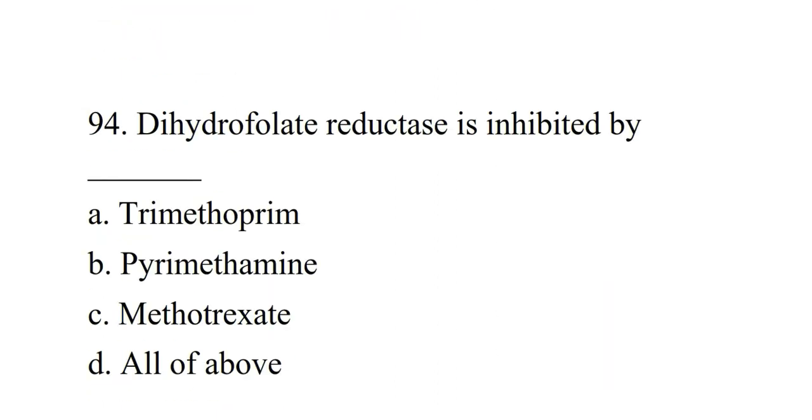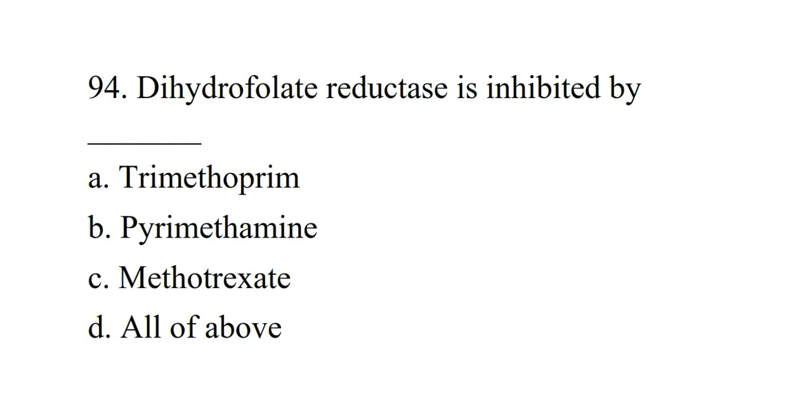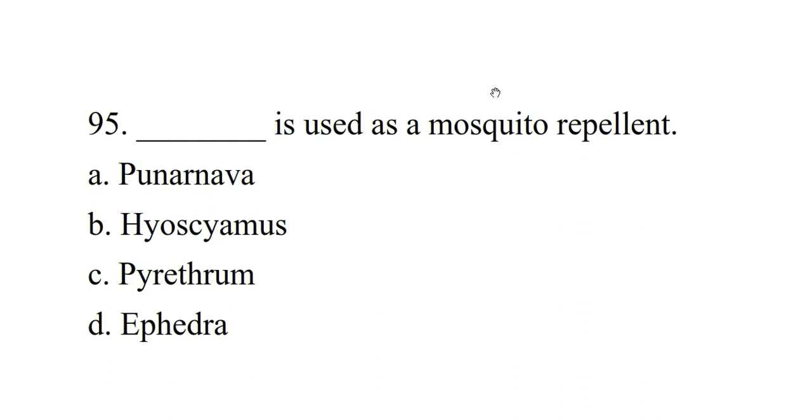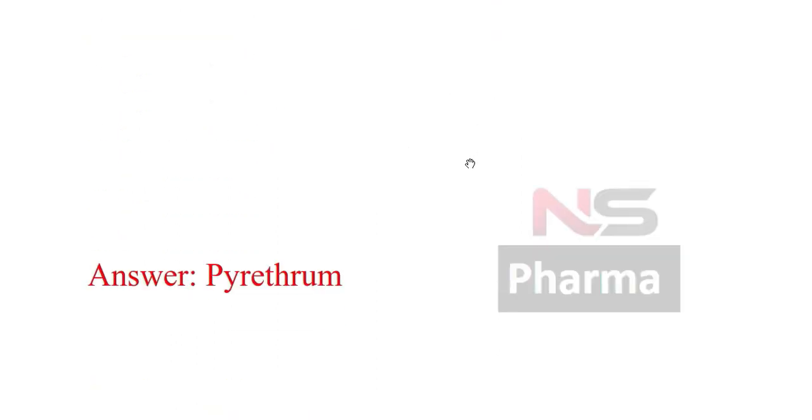Answer, agar. Question number 94. Dihydrofolate reductase is inhibited by dash. Option A, trimethoprim. Option B, pyrimethamine. Option C, methotrexate. Option D, all of the above. Answer, all of the above. Question number 95. Dash is used as a mosquito repellent. Option A, punarnava. Option B, hyoscyamus. Option C, pyrethrum. Option D, ephedra. Answer, pyrethrum.